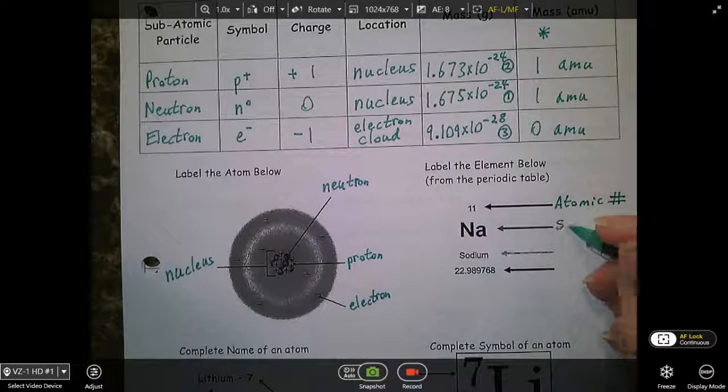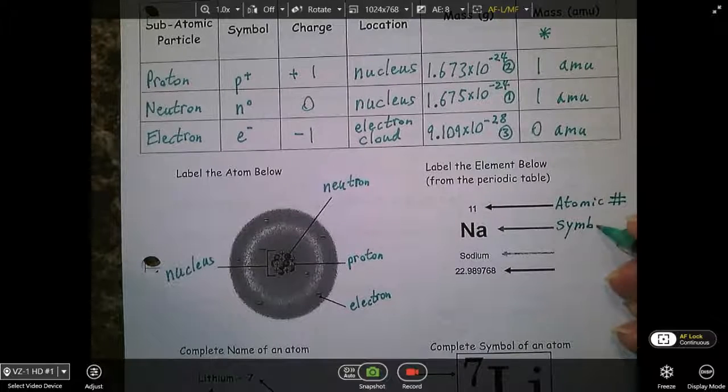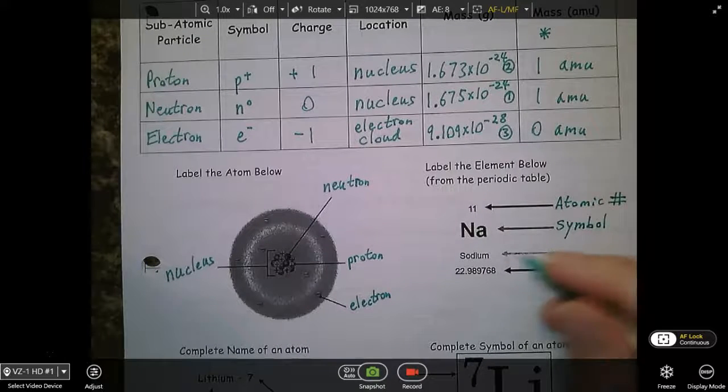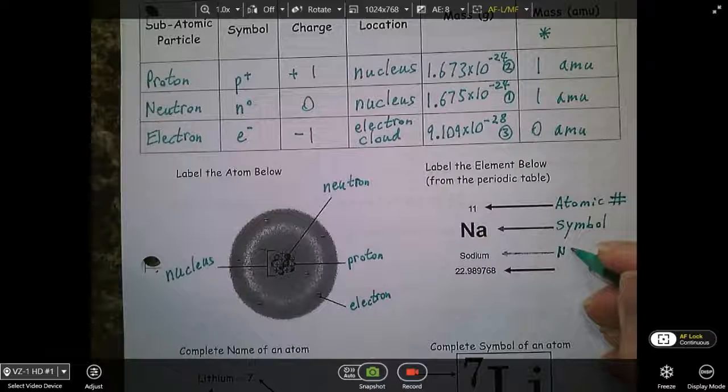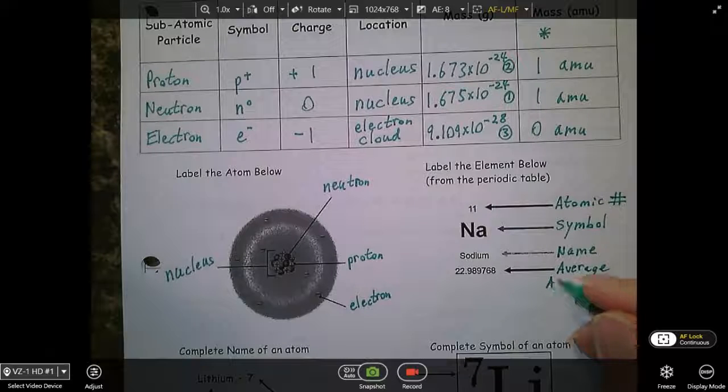Na is the symbol. Sodium, that's the name. And this is the mass, the atomic mass, but we're going to put the word average atomic mass.